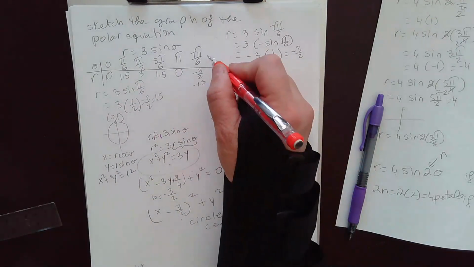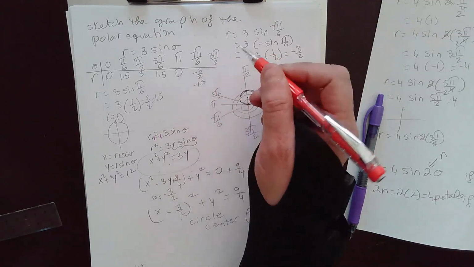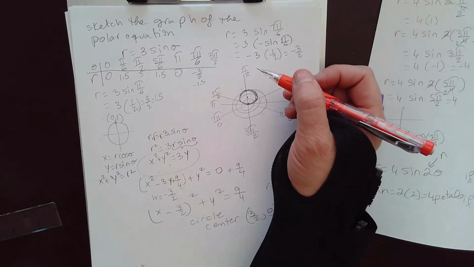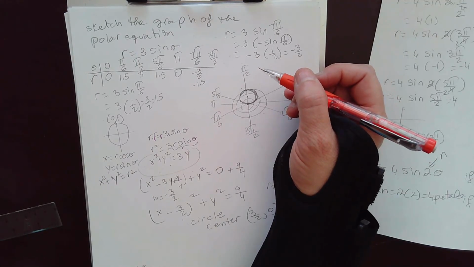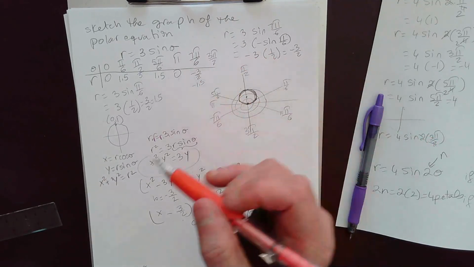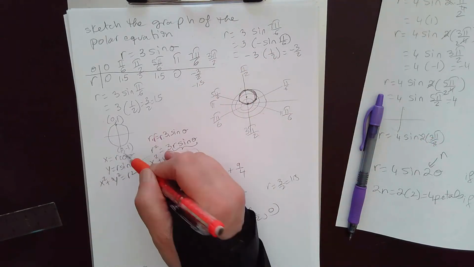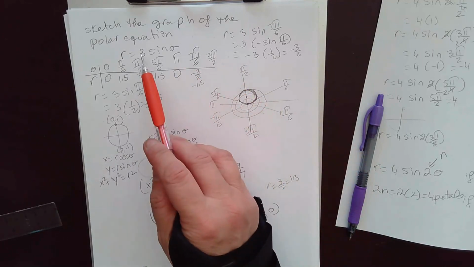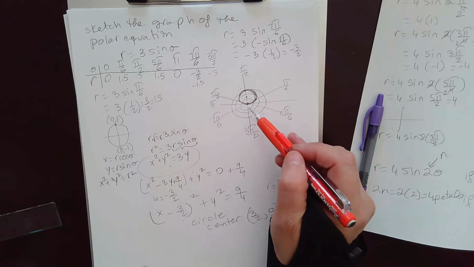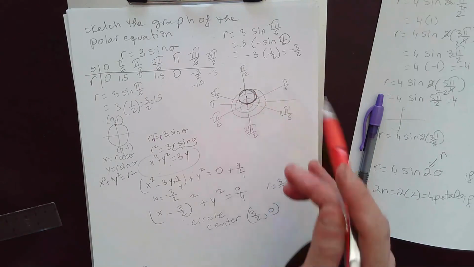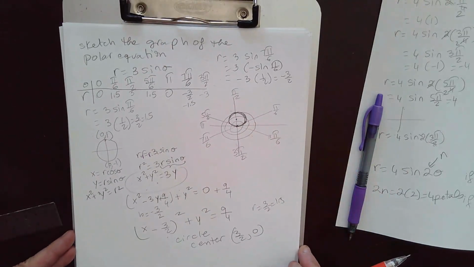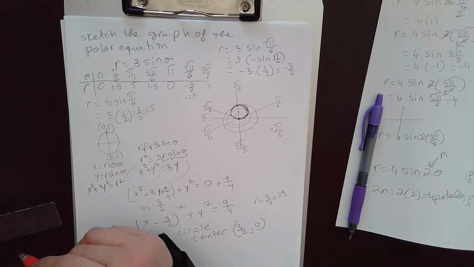You can continue with 3 pi over 2 as well. You're going to get the same values here. So sine 3 pi over 2 is what? It's -1, so -1 times 3 is -3. So at 3 pi over 2, it's negative, you go in the opposite direction and come back to this point. So we just graphed a few polar equations, and I'm going to stop here for now.